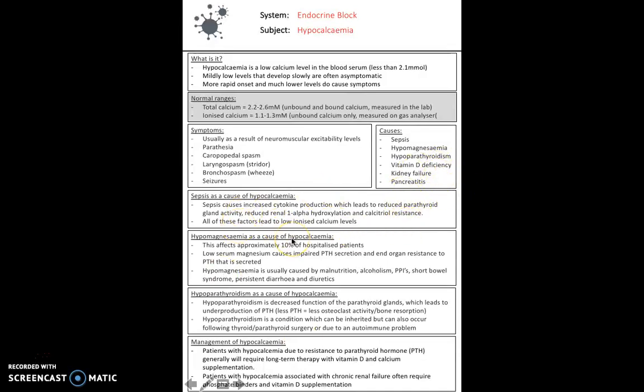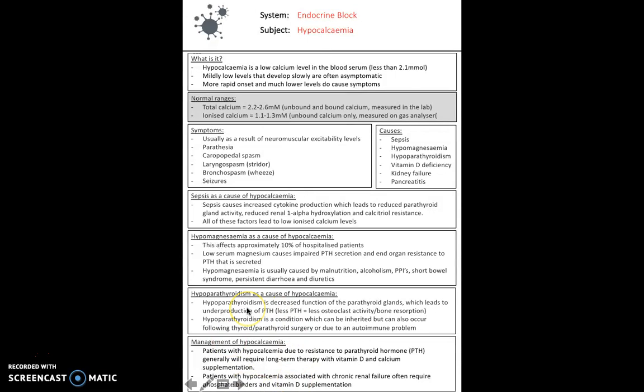So sepsis can cause hypocalcemia because sepsis increases the level of cytokines in the body, and as a result reduces PTH gland activity. If we've got reduced PTH activity, this can lead to lower calcium levels in the body. Hypomagnesemia, so this is low levels of magnesium. This only affects around 10% of hospitalised patients, but if you think about it, actually that's quite a large proportion of patients. And a low serum magnesium causes impairment of PTH secretion and also resistance of the end organ to that PTH. As a result, this can lead to low levels of calcium as well.